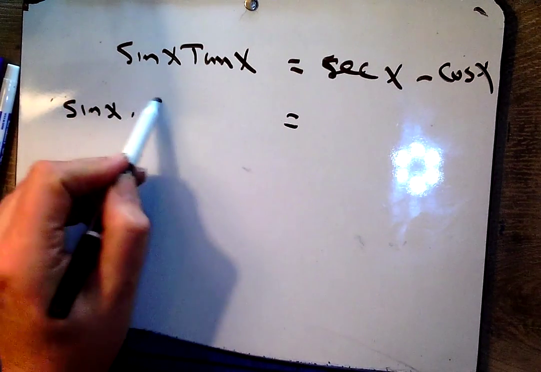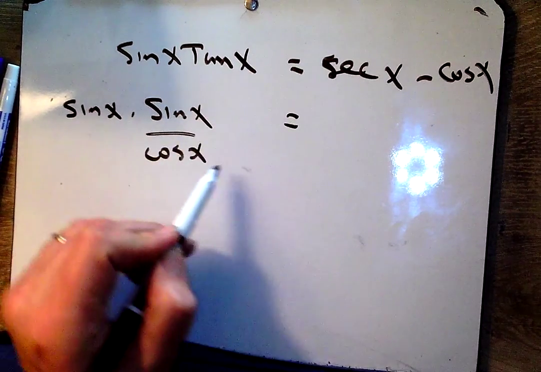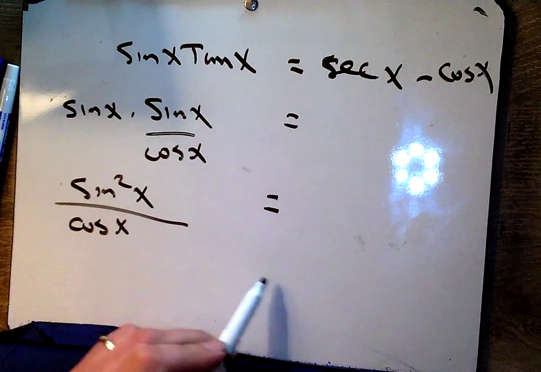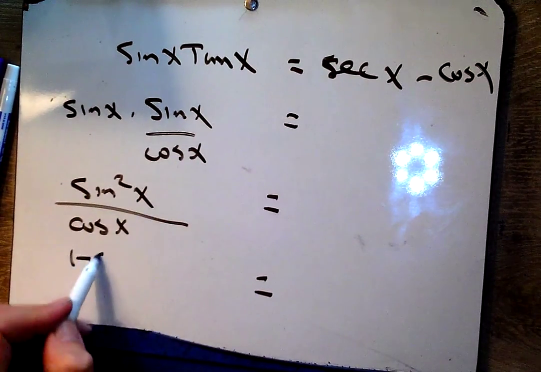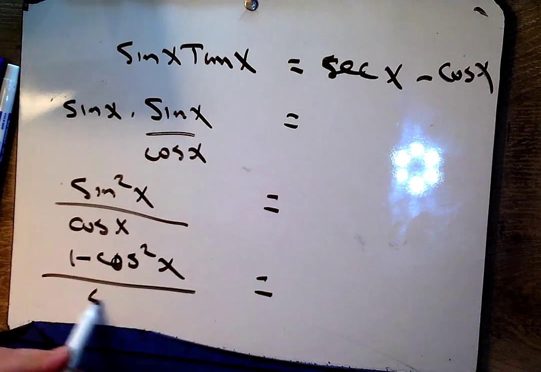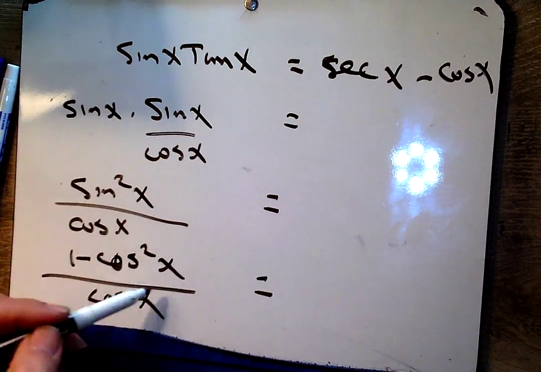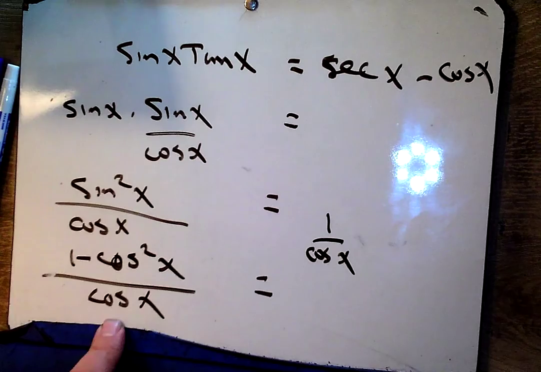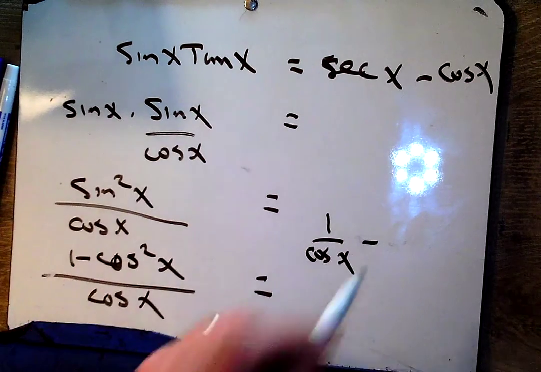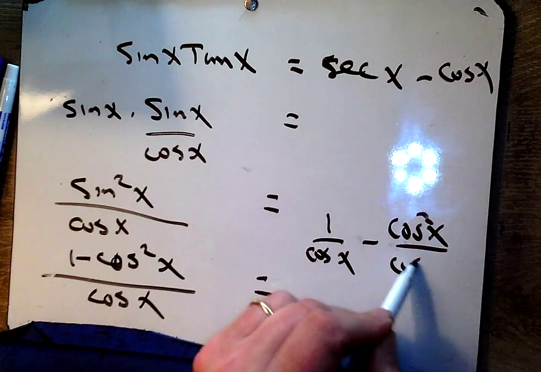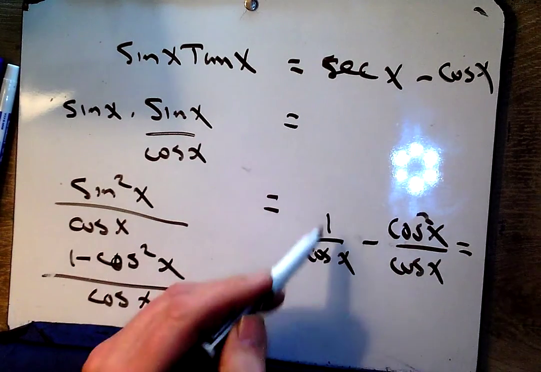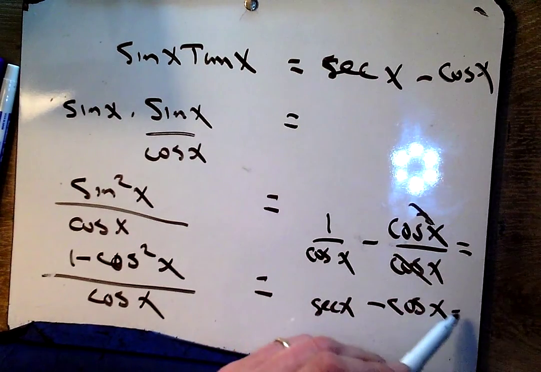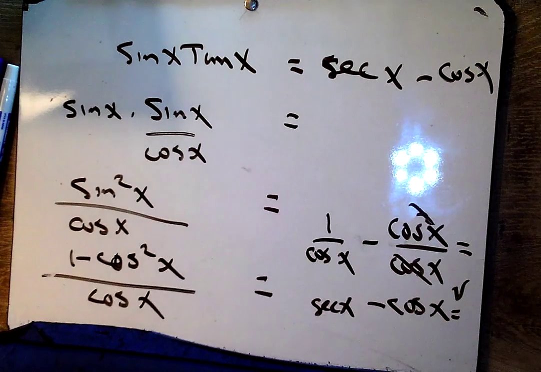So, how about sine x times sine x over cosine x? Well, that's the same as sine squared x over cosine x. And sine squared is 1 minus cosine squared. What happens if I split this fraction into 2 pieces? One of those pieces is 1 over cosine. Then we have that minus. And now we have cosine squared over cosine. And so what happens with this? Well, 1 over cosine is secant. And I cancel and have minus cosine. And I'm all done. Okay?